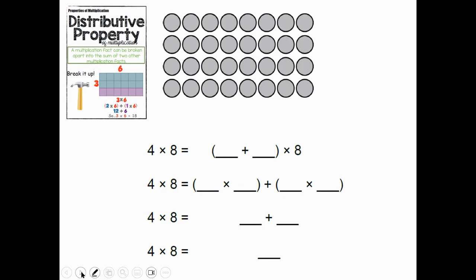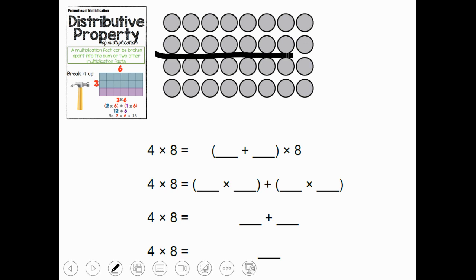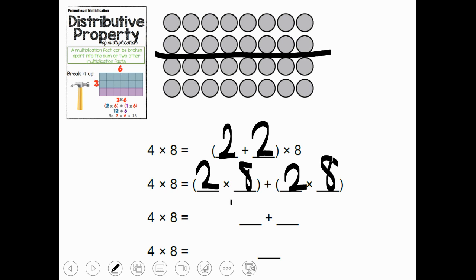The reason we're breaking numbers apart is to make it easier to work with them, and then we add them back together when we are done. We're going to leave the 8 and break apart the 4 into a 2 and a 2. So 2 times 8 is 16, and 2 times 8 is 16. Now I'm going to add them back together. 16 plus 16 is 32. So my answer is 32.